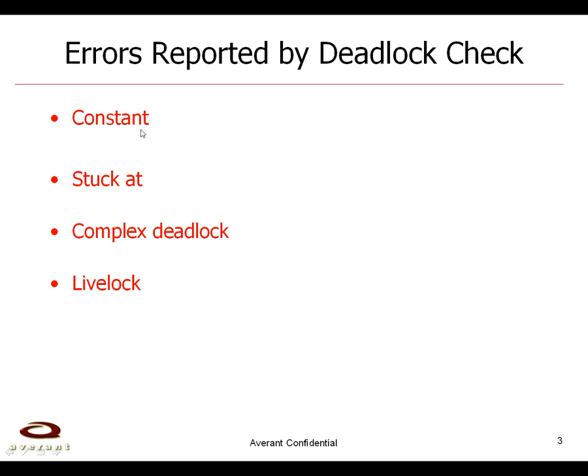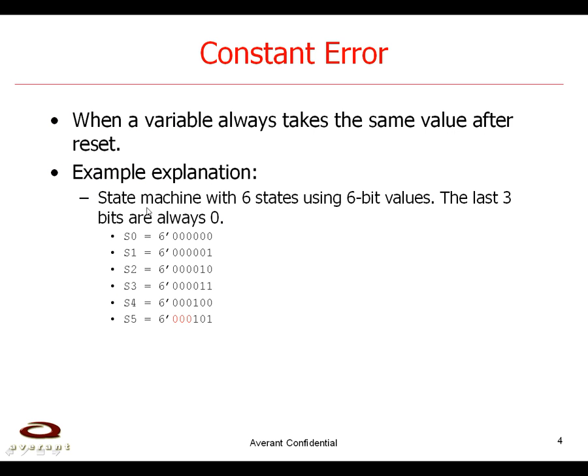There are four types of errors reported by the deadlock check: constant, stuck at, complex deadlock, and livelock, and we will be looking at each one of them using an example. The constant error happens when a variable takes the same value after reset.